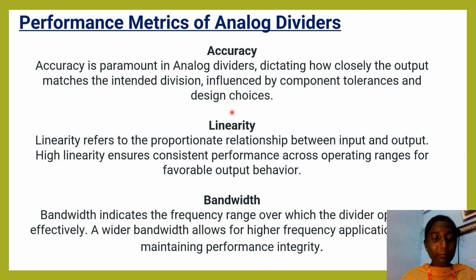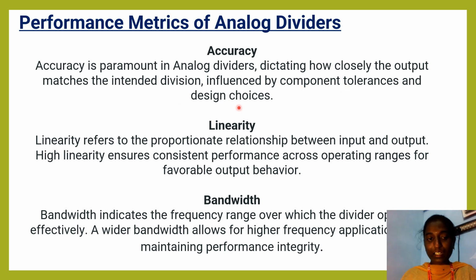Now coming to the performance metrics of analog dividers. So we have three performance metrics. What are they? Accuracy, linearity, and bandwidth. What is meant by accuracy? Accuracy is a paramount parameter in analog dividers, indicating how closely the output matches the intended division, influenced by component tolerance and design choices.